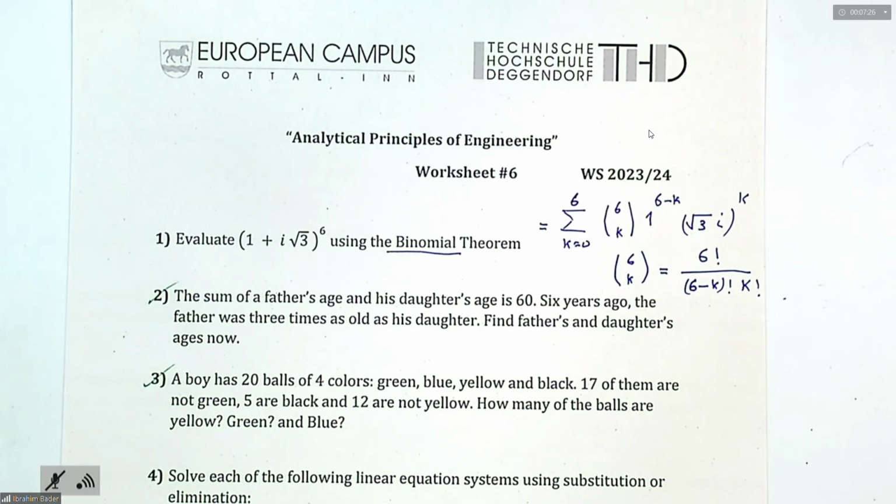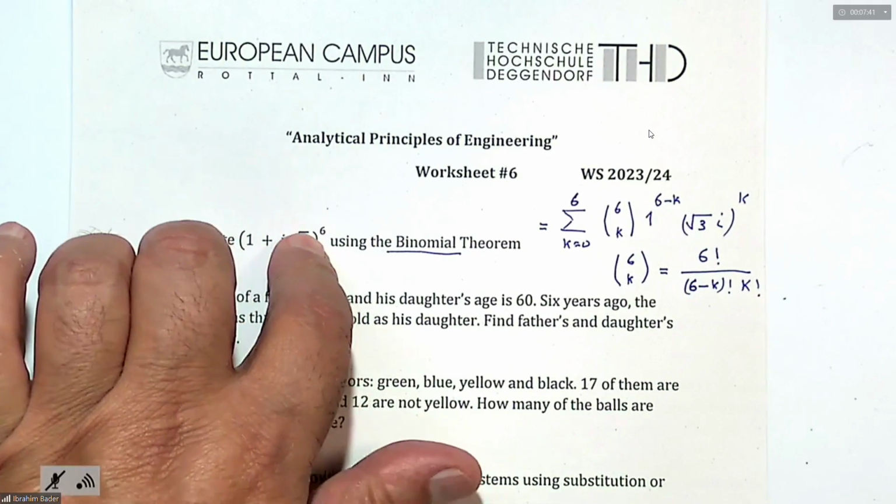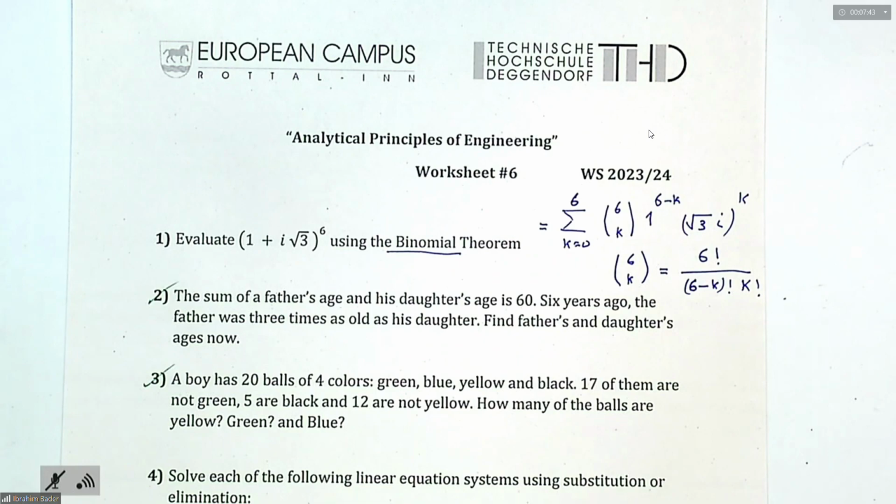From 0 to 6. This is the formula. You remember the formula for (x + y)^n? So in this case, n is 6 and k runs from 0 to 6. Okay.